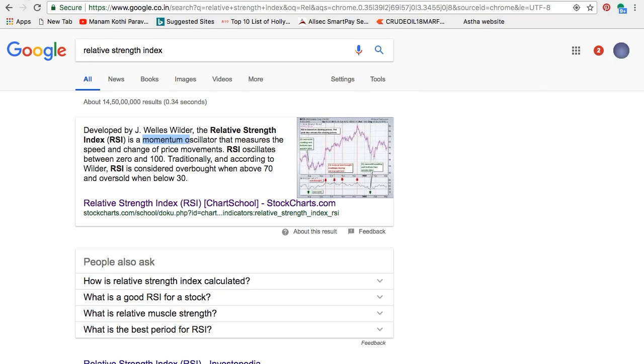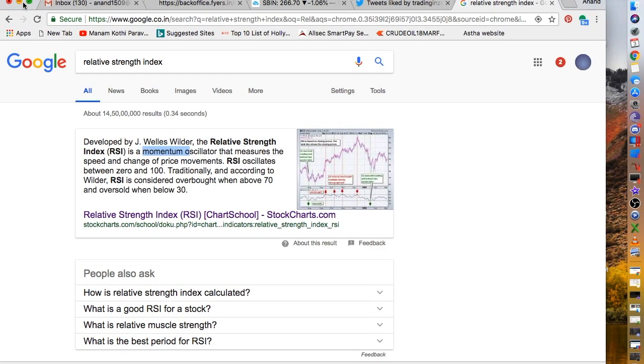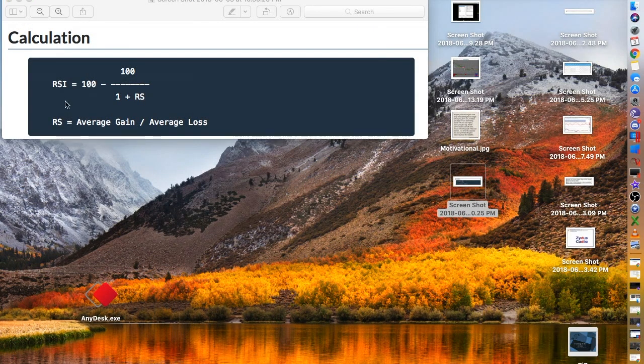RSI has a lot more attached to it, which will make you think before you actually use it. If you see the calculation of RSI, 100 minus 100 over 1 plus RS, there is a smoothing component being added so that it gets into an index mode where it will not go into negative numbers. I'll tell you why. Because RSI is actually looking at average gain divided by average loss.